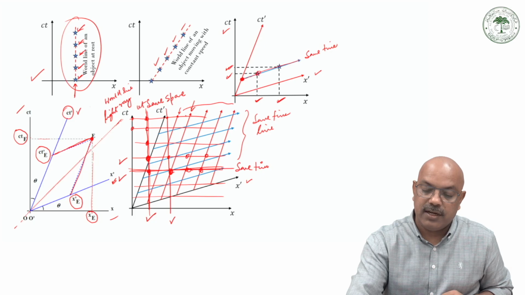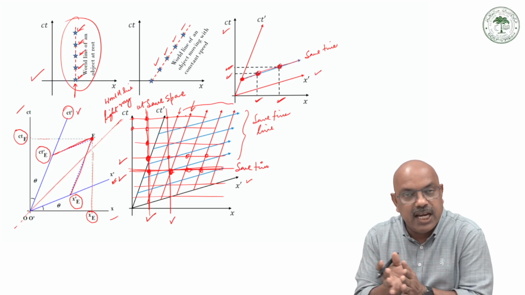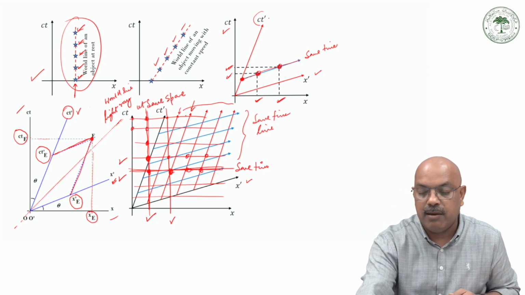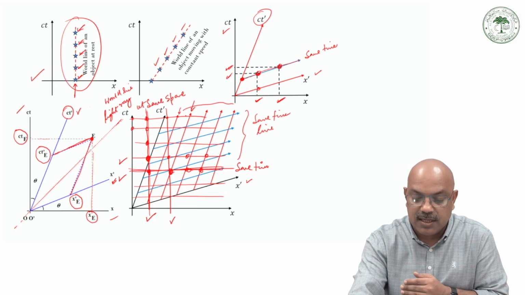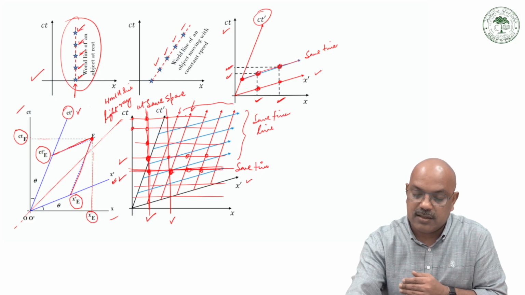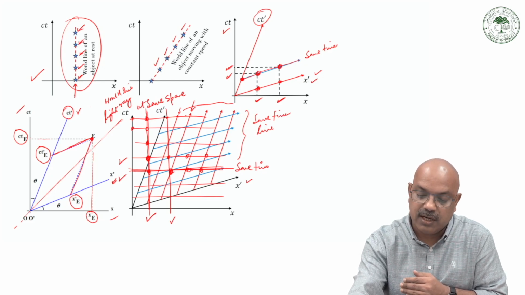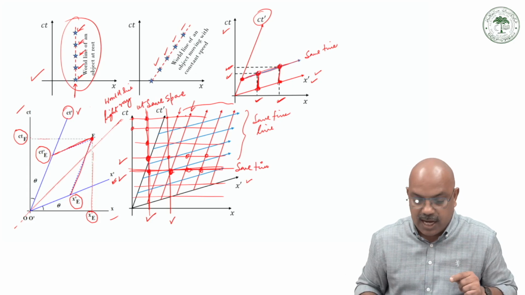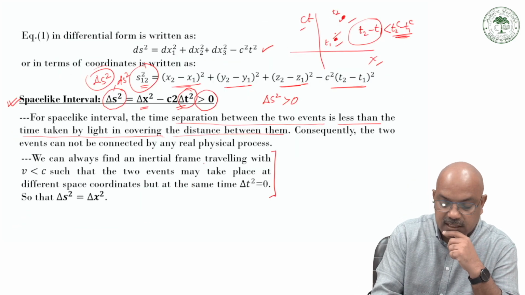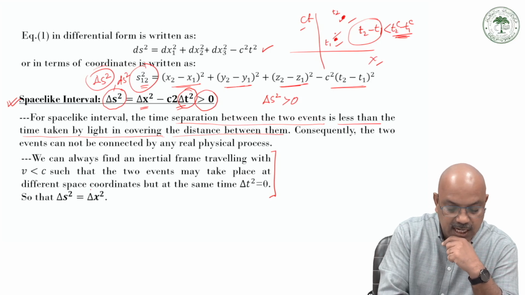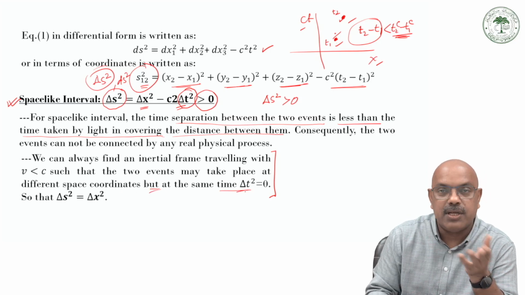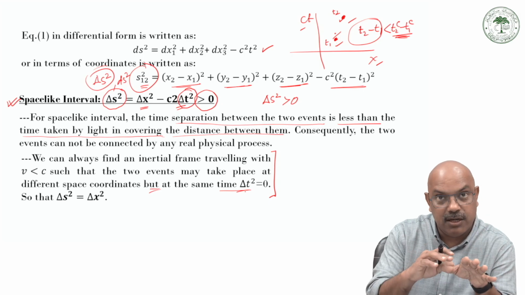So earlier these two events were happening at different space and different time, but in the ct prime frame these two events are happening at different space. These two space coordinates are different here, because they correspond to this point here and here, but the time is the same. That is what I mean. So we can always find an inertial frame traveling with v less than c such that the two events will take place at different space coordinates but at the same time. Okay, same time but different space coordinate.